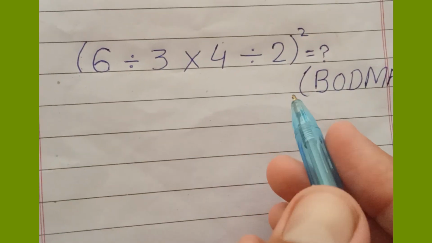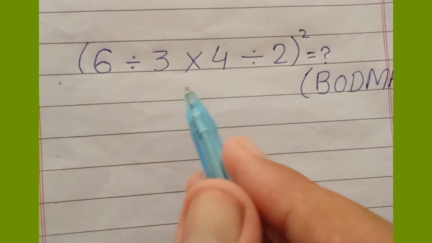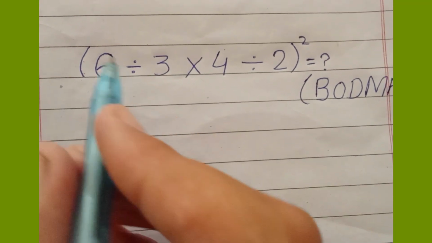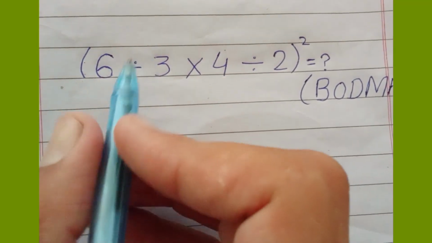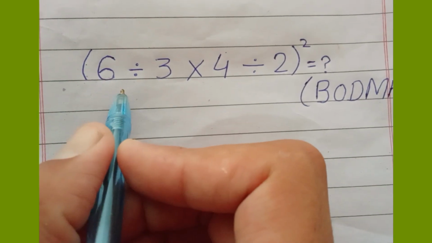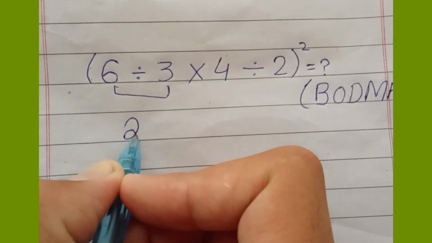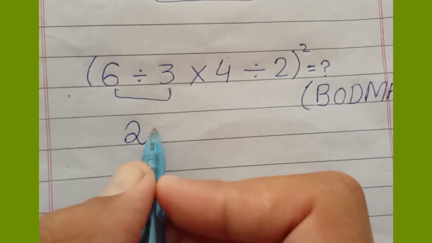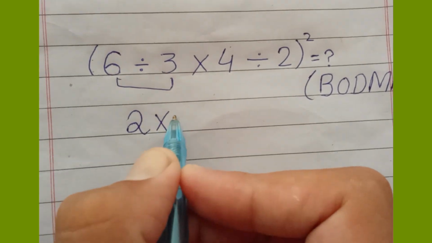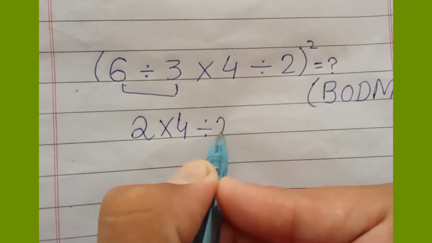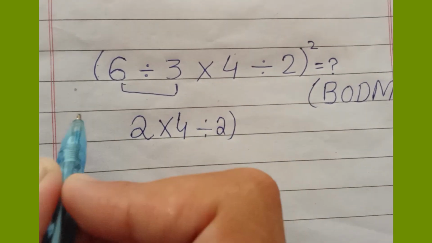So first of all, in this equation bracket and order are not included. Now we can start from division. So here 6 divided by 3, so 6 divided by 3 value is 2. Okay, so I can write here 2 multiplied by 4 divided by 2, whole square.